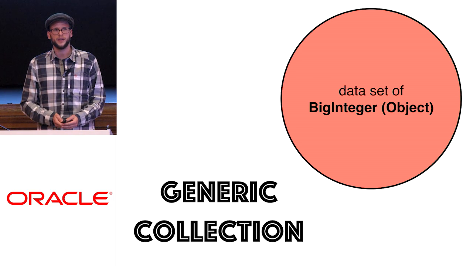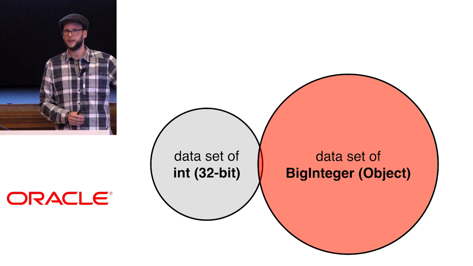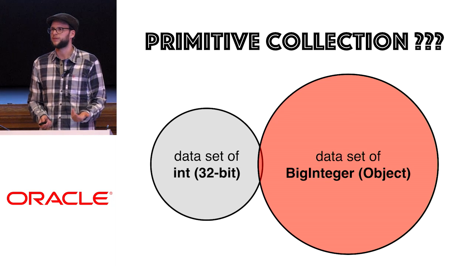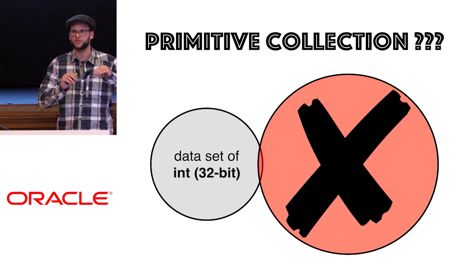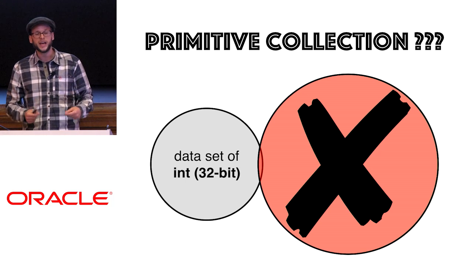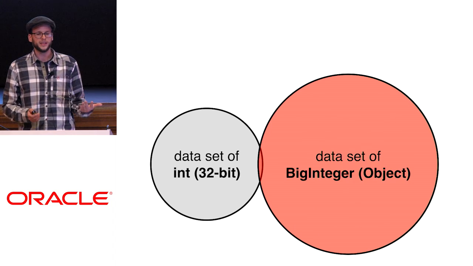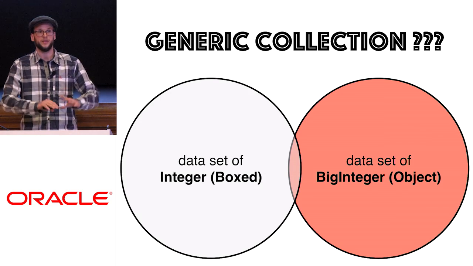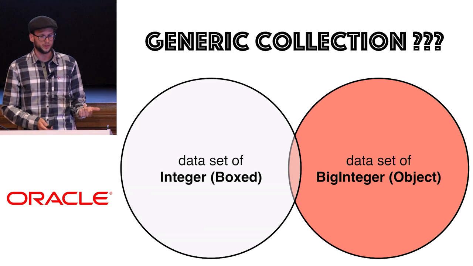But what if your data contains a lot of numbers that fit into the 32-bit range, and some of them that are bigger? Can you express that with a primitive collection? Well, obviously not, because those are specialized in just storing integers or longs or whatever you specialize for. So you're not able to express that with a primitive collection. What are the other ways? Can you express that with a generic collection? Of course you can, but you're blowing up your memory footprint, because suddenly all your primitives get boxed.